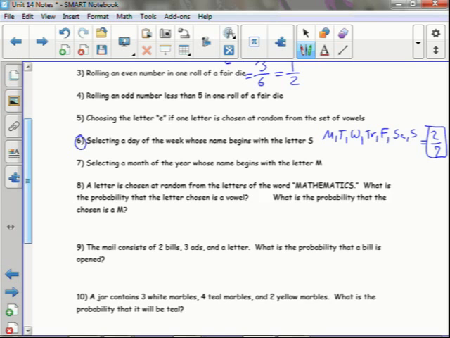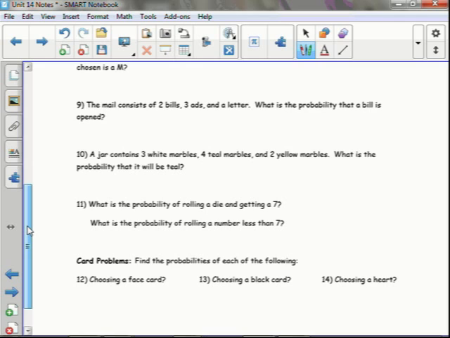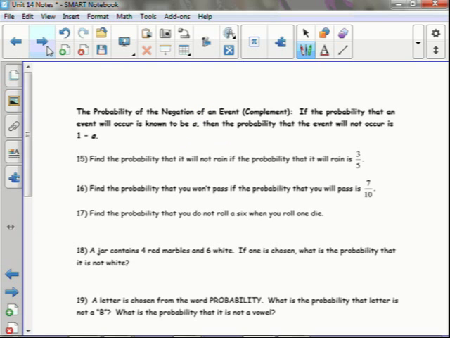How about number 9? The mail consists of 2 bills, 3 ads, and a letter. What is the probability that a bill is opened? So you're just doing it at random. So the probability of a bill equals, well, there's 2 out of 6. And again, you can reduce that to 1 out of 3. So we have a whole bunch of different ones that are like it, but it's the number of options divided by the total things.